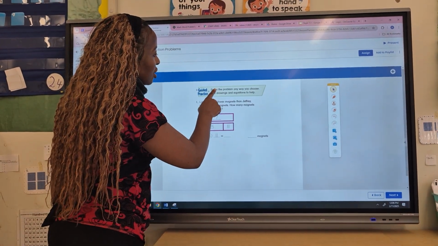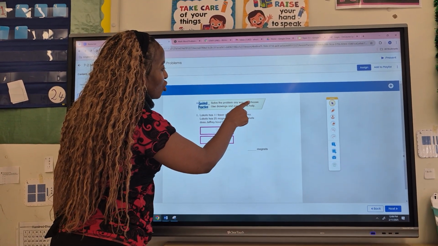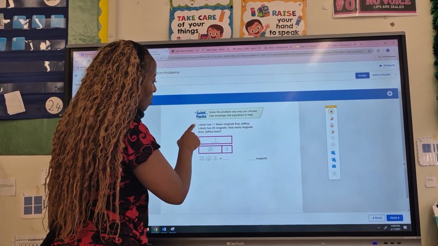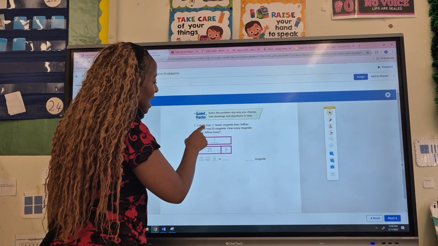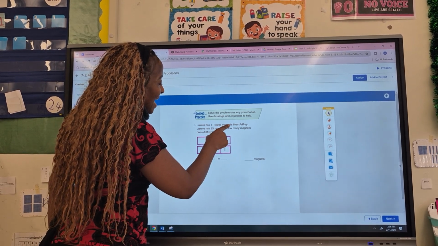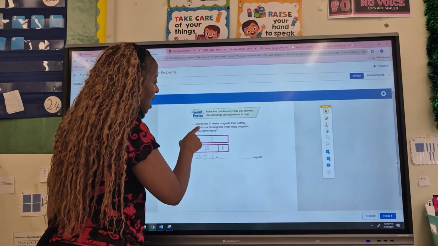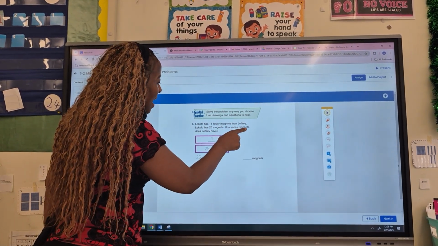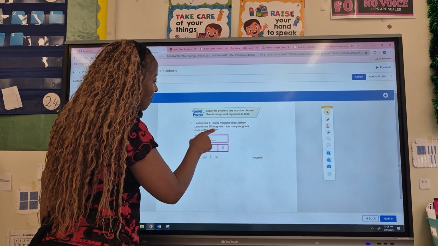Guided practice. Solve the problem any way you choose. Use drawings and equations to help. Lakota has 11 fewer magnets than Jeffrey. Lakota has 25 magnets. How many magnets does Jeffrey have?